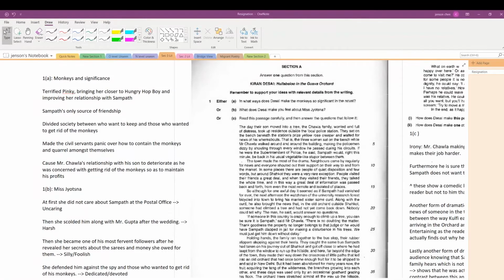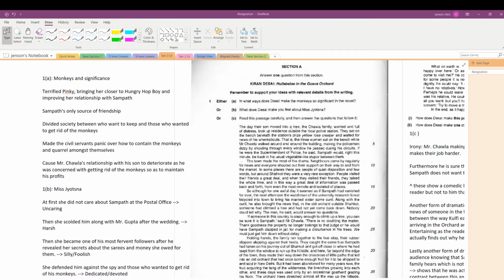Alright, so welcome to the 2019 O-level question on Hullabaloo in the Guava Orchard by Kiran Desai. So I'm going to go through these questions, primarily the essay question part A and the PBQ part C, alright, because those are the ones that I'm most familiar with. I'll mention why I'm not really going to touch on part B later.